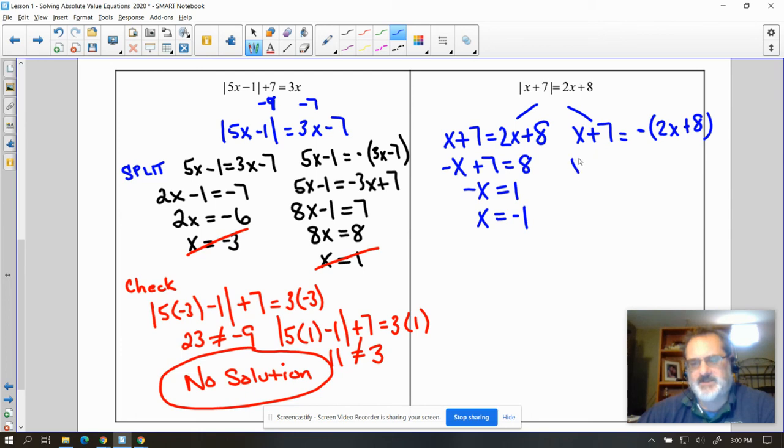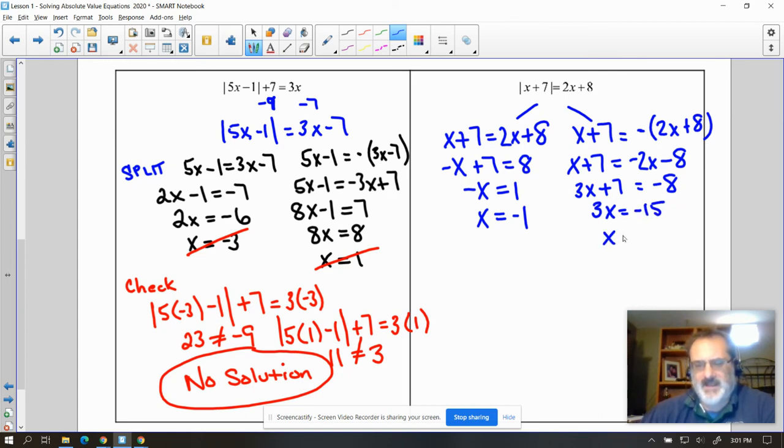Over here we got x + 7 equals negative 2x minus 8. And I'm going to add 2x to both sides. 3x + 7 equals negative 8. Subtract 7 from both sides. 3x equals negative 15. And divide both sides by 3. x equals negative 5. Now, negative 1 and negative 5 are possible solutions.